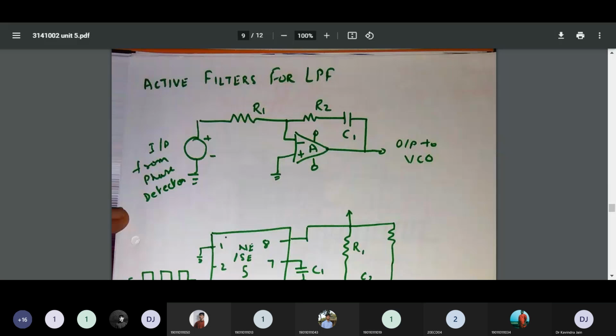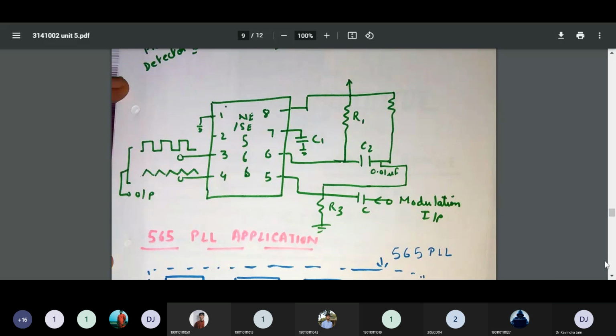Yes, sir. Okay. So guys, next we come to the next point, that is VCO, voltage controlled oscillator. It generates an output frequency which is directly proportional to the input voltage. I request you to kindly draw the diagram so that we can proceed further. Once you have drawn the diagram, please do let me know.